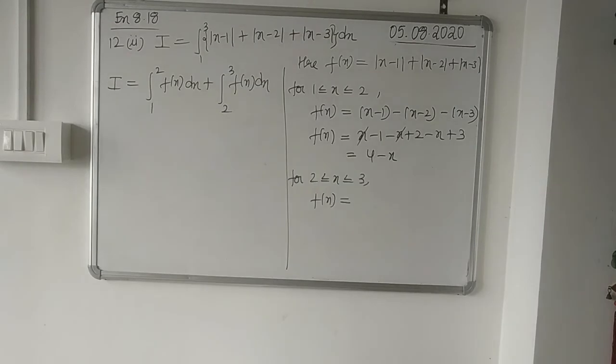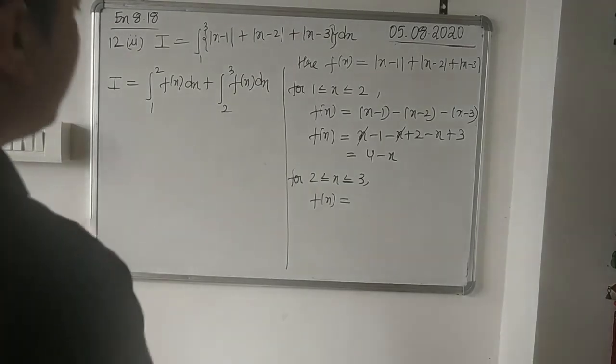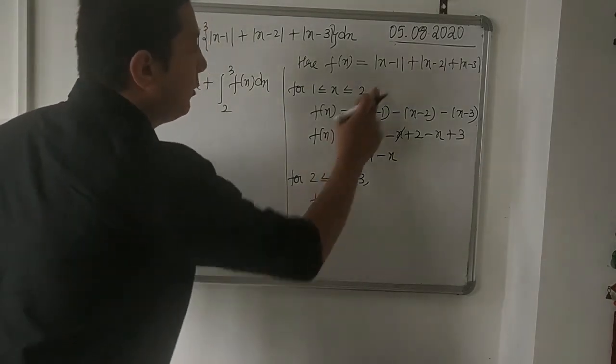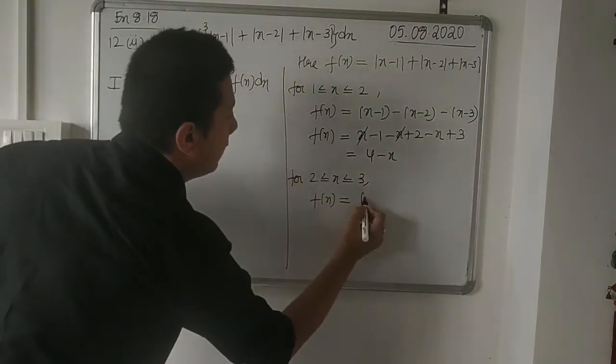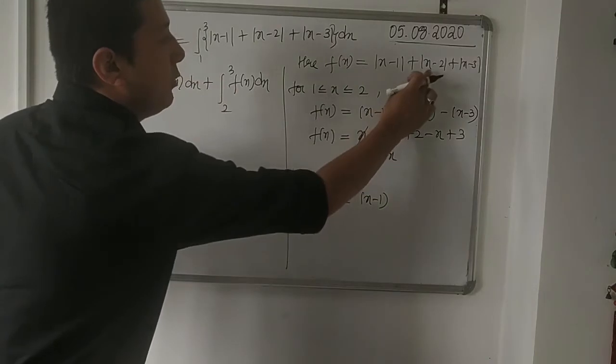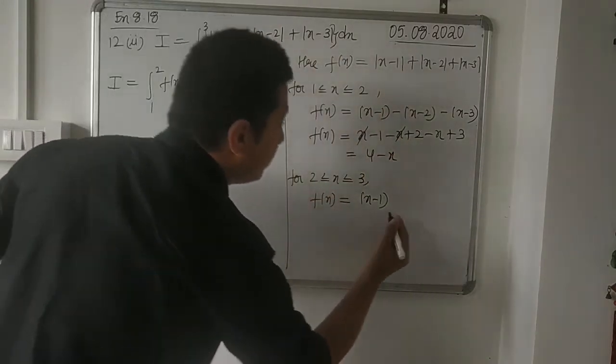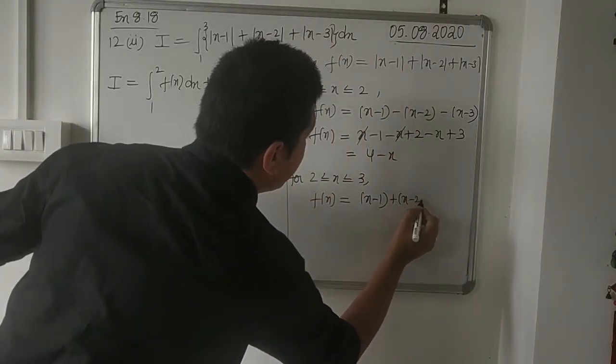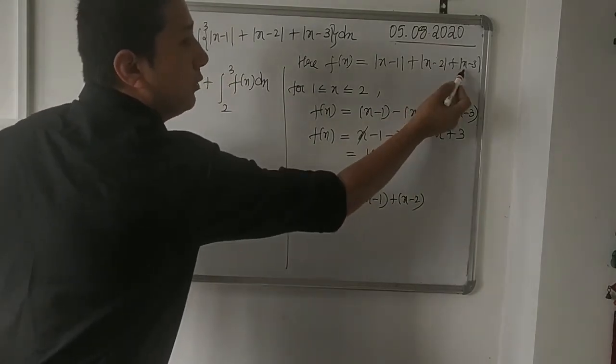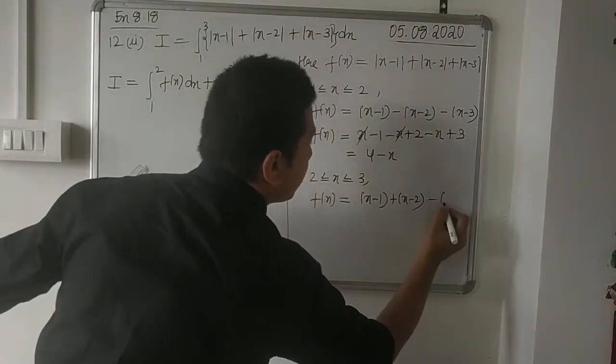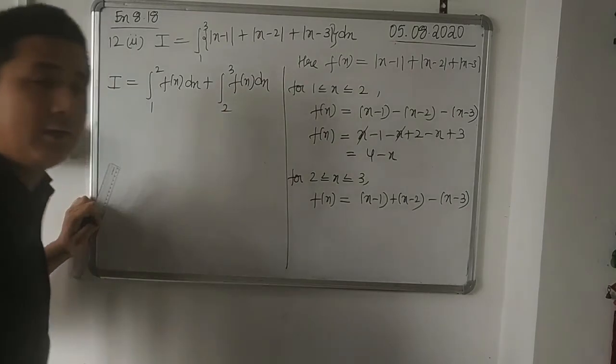Please pause the video, note it down. And similarly, for the interval 2 to 3, if I put x equals 2 or 3, it is positive, so x minus 1. If I put 2 to 3, again this is positive, so x minus 2. And if I put 2, there will be negative, so hence minus of (x minus 3). So I hope now you are clear with this.